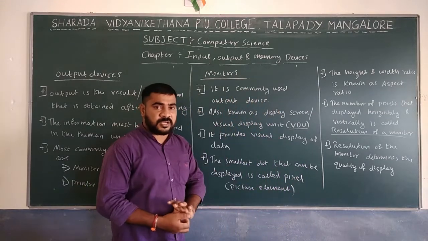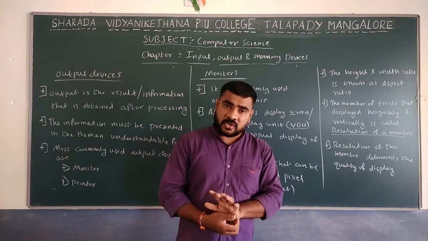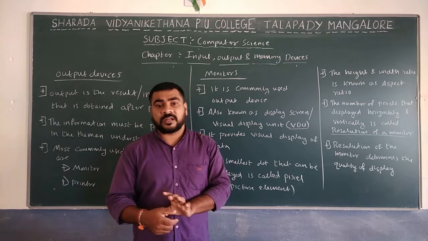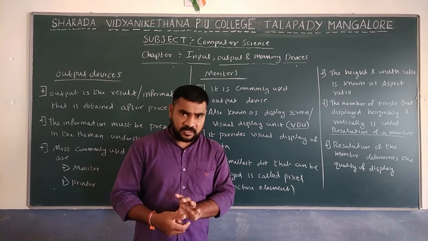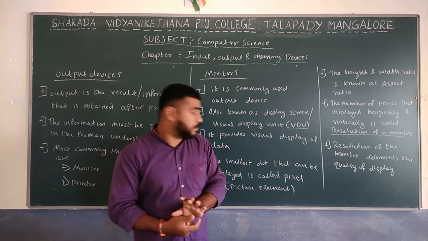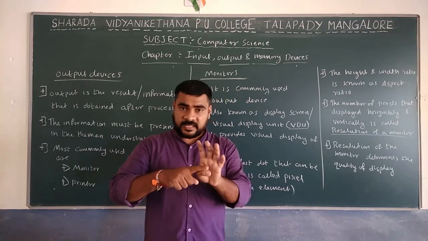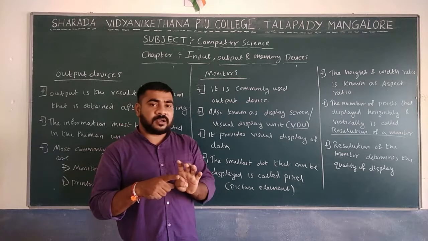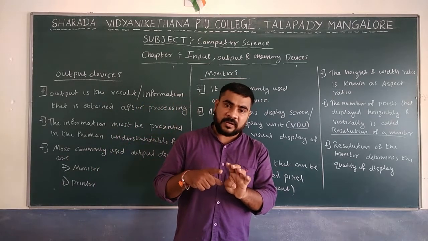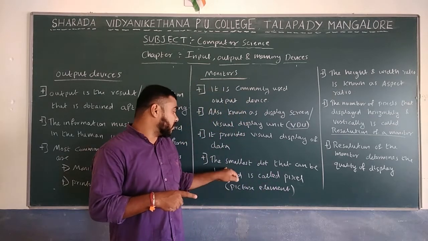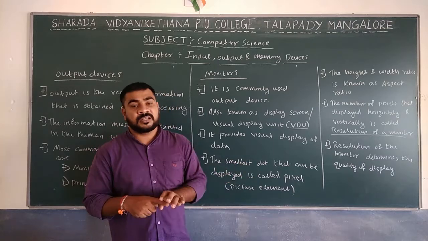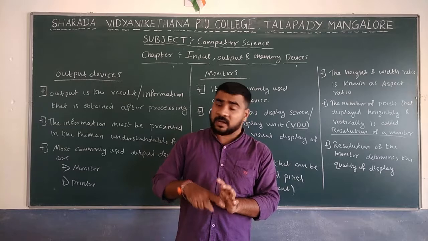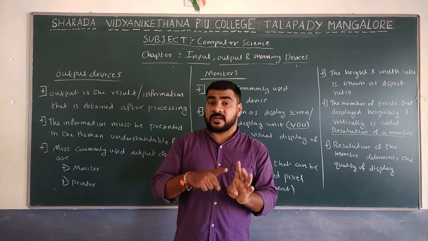Monitors and printers are the most commonly used output devices. Monitors are the most commonly used output device and are also known as VDU, Visual Display Unit, or Display Screen. Then what is a pixel? Remember, what is a pixel? A pixel is the smallest dot that can be displayed on the screen. The smallest dot that can be displayed on the screen is known as a pixel.